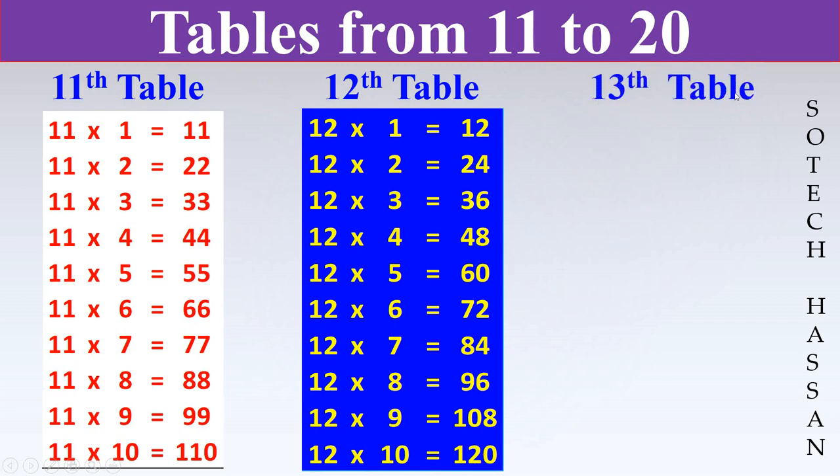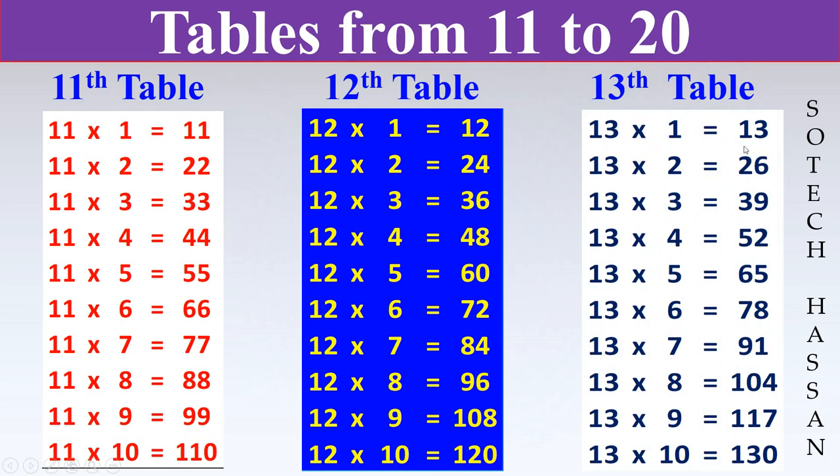13th table. 13 ones are 13. 13 twos are 26. 13 threes are 39. 13 fours are 52. 13 fives are 65. 13 sixes are 78. 13 sevens are 91. 13 eights are 104. 13 nines are 117. 13 tens are 130.